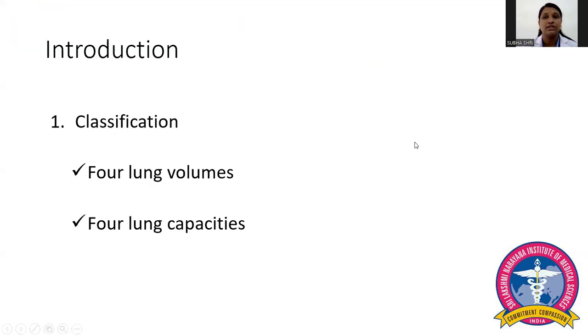So first, it is about the lung volumes and capacities. Physiologically, lung volumes and capacities are classified as there are four lung volumes and there are four lung capacities. What are the four lung volumes? We have tidal volume, inspiratory reserve volume, expiratory reserve volume, and residual volume. And we have four lung capacities. They are total lung capacity, vital capacity, functional residual capacity, and inspiratory capacity. So here we'll be seeing one by one.